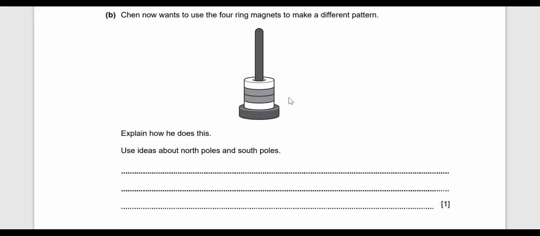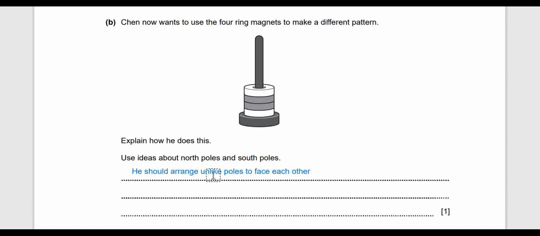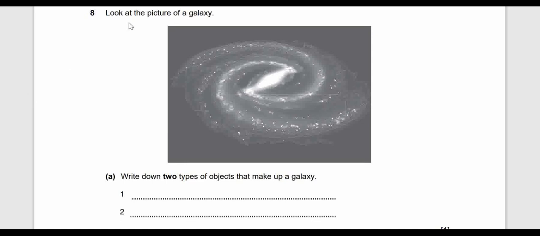Let's open up the answer. Well, he should arrange unlike poles to face each other, as unlike poles attract each other. Next. Question 8. Look at the pictures of a galaxy. Write down 2 types of object that make up a galaxy.